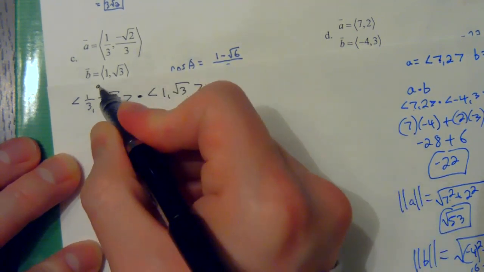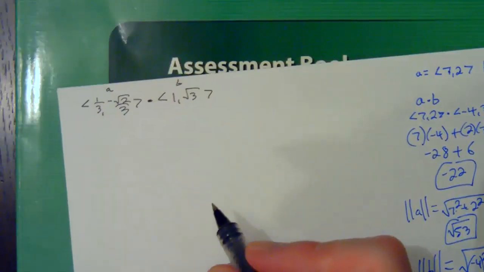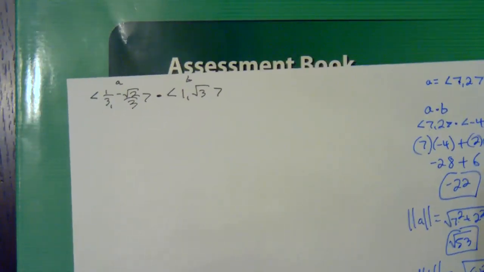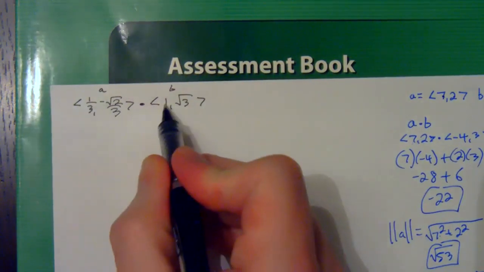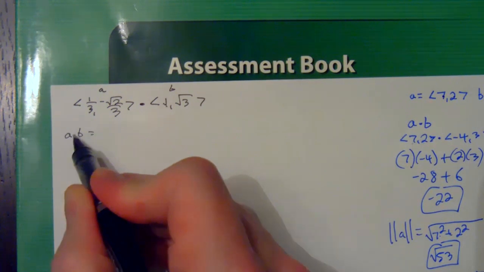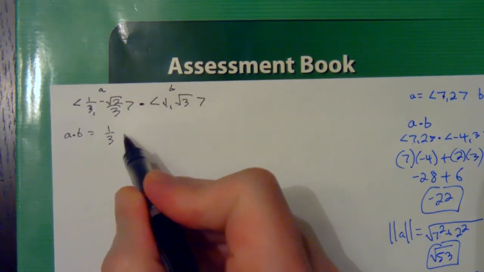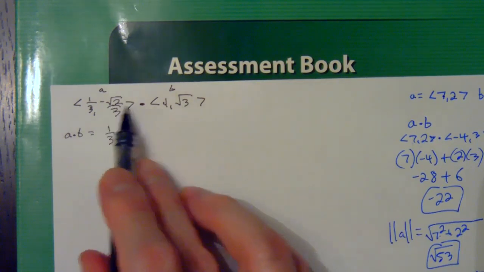All right, so there's my vector A, there's my vector B, and let's go through this process here. If I do the dot product, I'm going to do this times this. So A dot B equals 1/3 times 1, which is just going to be 1/3. And I'm going to go plus this times this.